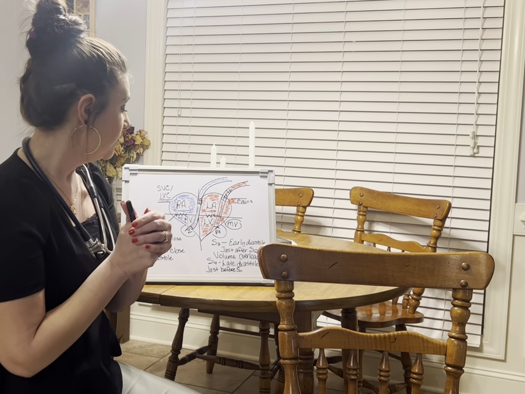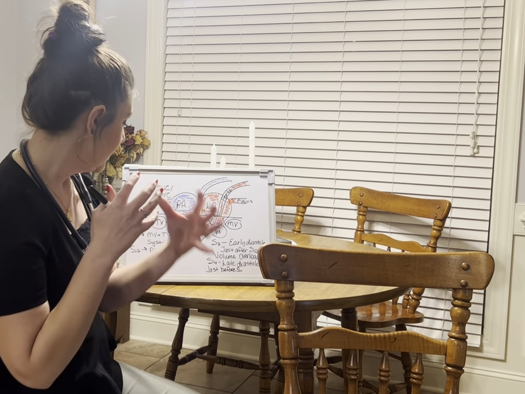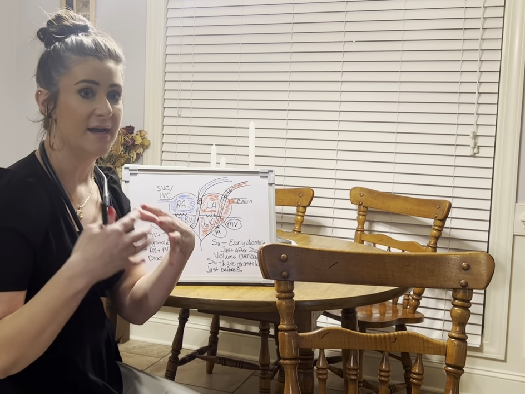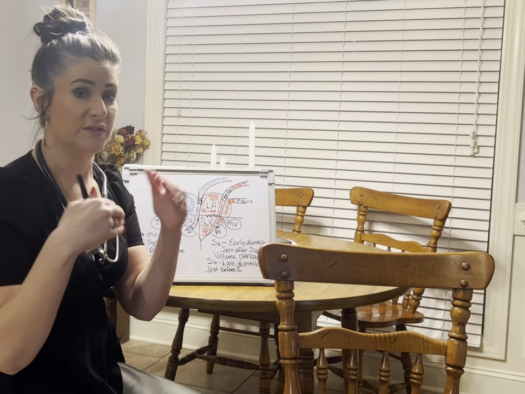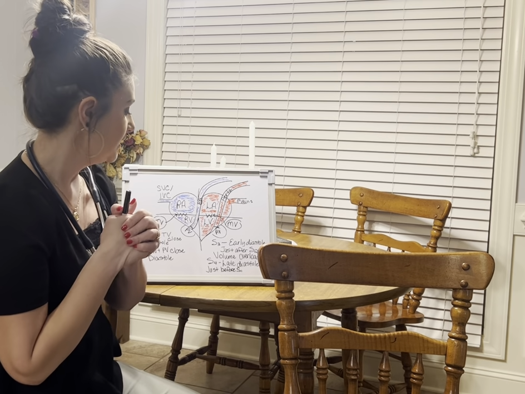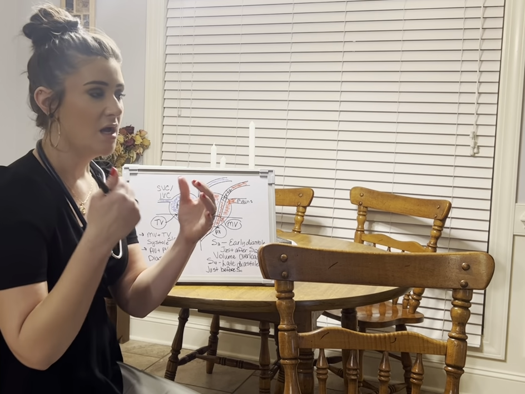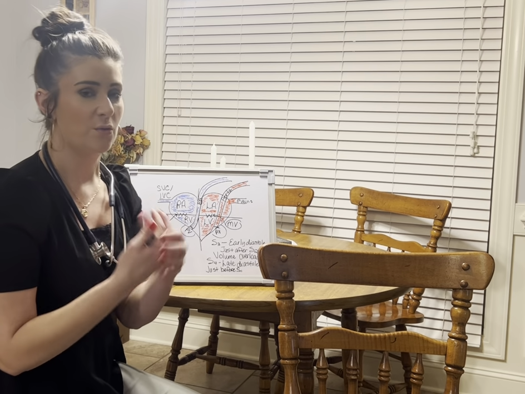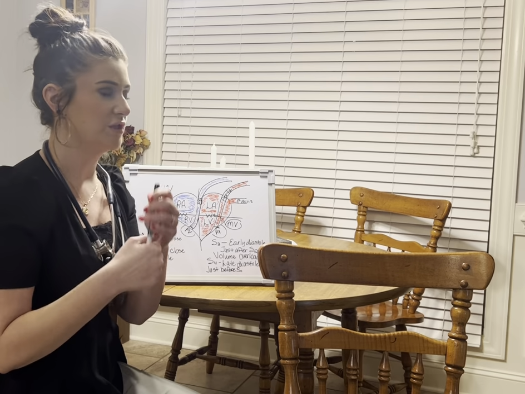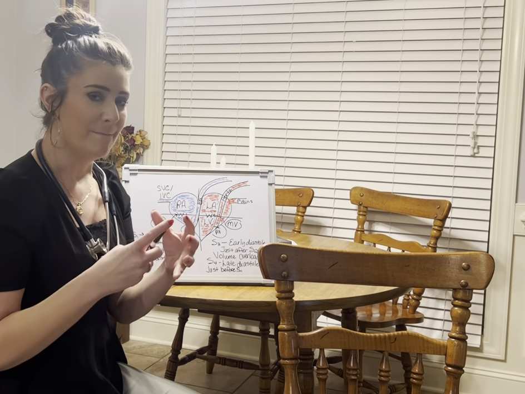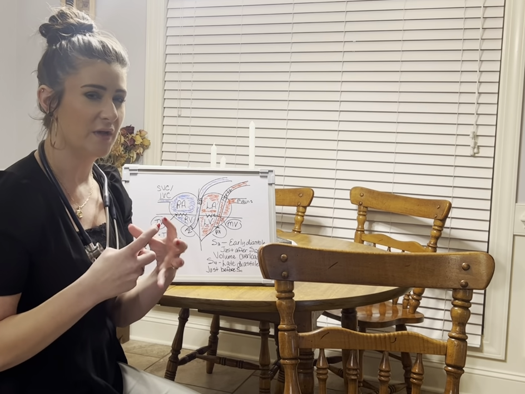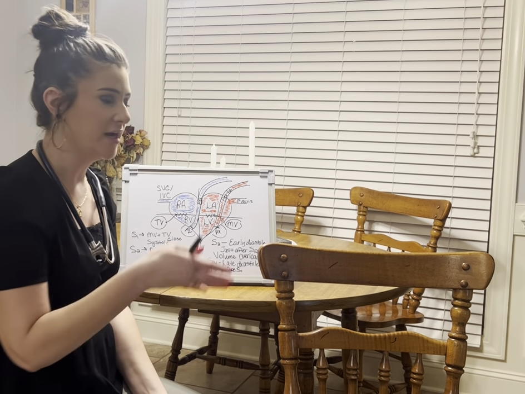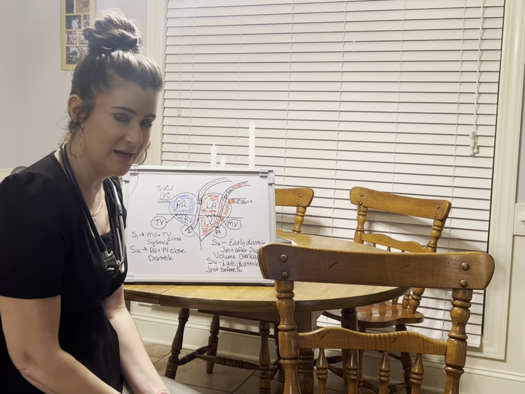So when we think of these, the S1, the S2, the S3, the S4, they're all produced by what the valves are doing as far as closing. Okay, so when you've got a ton of volume, CHF, let's say thyroid storm, when the heart is just being really overworked, but mainly CHF, congestive heart failure, volume overload.